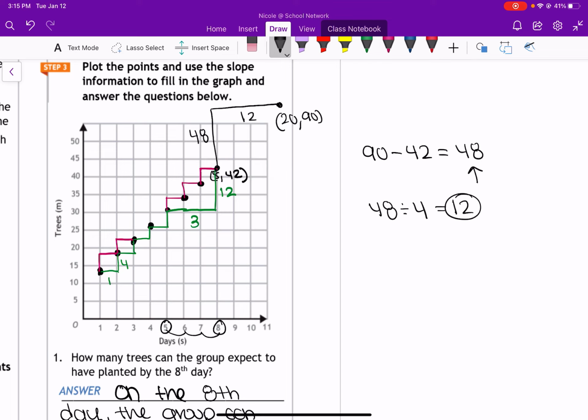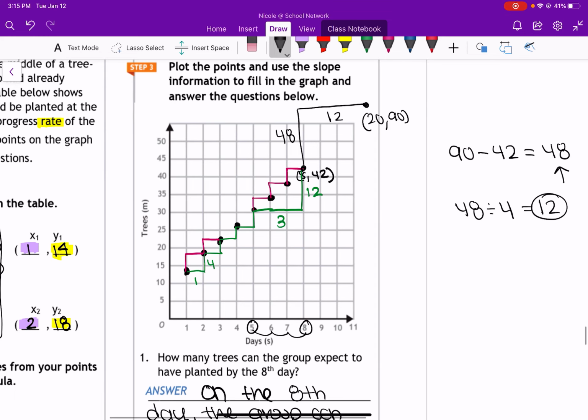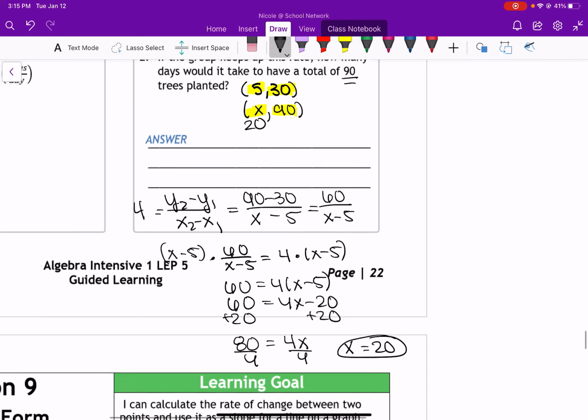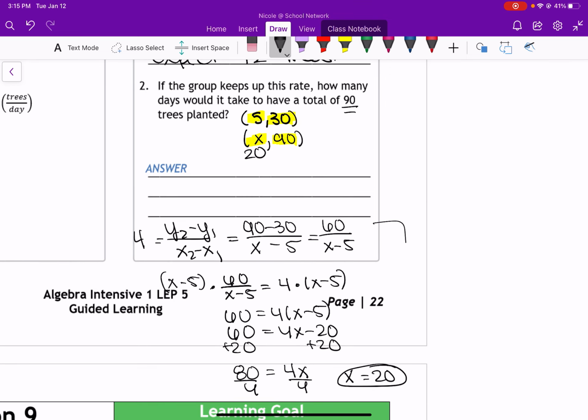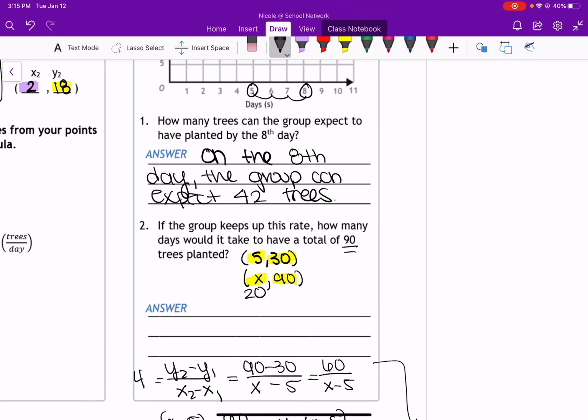So same thing. Using the change of y over the change of x here can really help us answer these questions below. If you're more of an algebraic thinker, you can set it up as an equation and solve for your unknown. Okay, so here, 20 days to have a total of 90 trees.